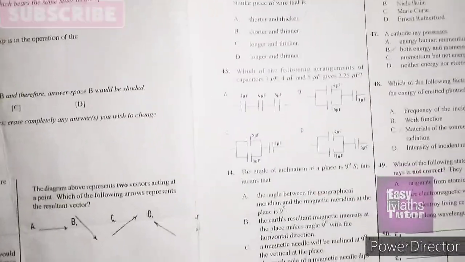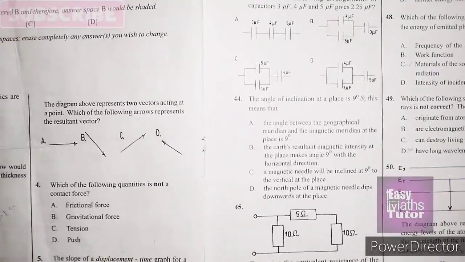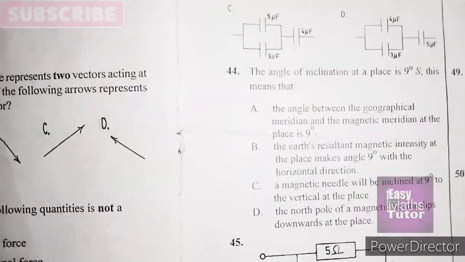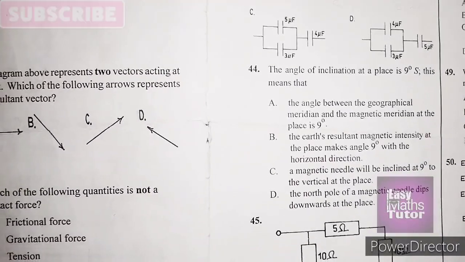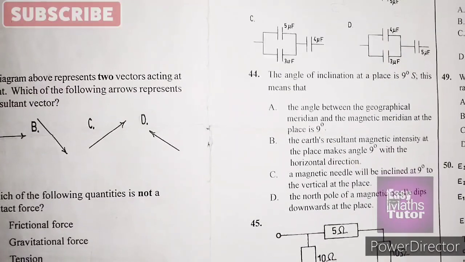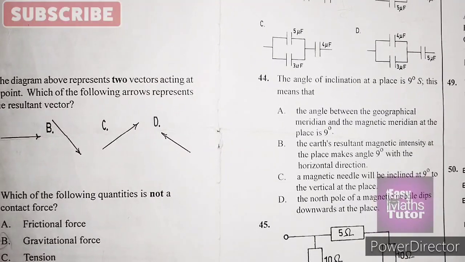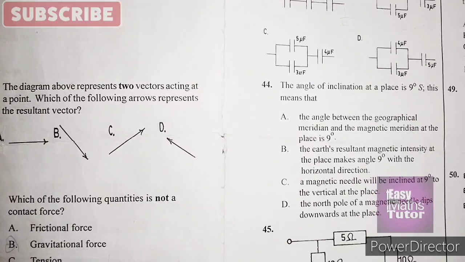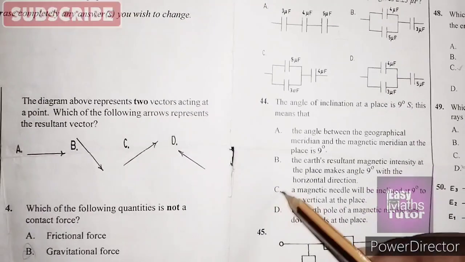Okay, so question 44 says the angle of inclination at a place is 9 degrees south. This means that the angle between the geographical meridian and the magnetic meridian at the place is 9 degrees. The Earth's resultant magnetic intensity at the place makes angle 9 degrees with the horizontal direction. A magnetic needle will be inclined at 9 degrees to the vertical at the place. The north pole of a magnetic needle dips downward at the place. I think C will work for me.